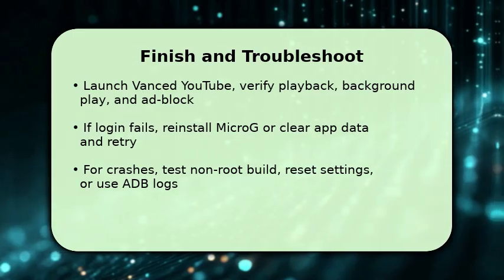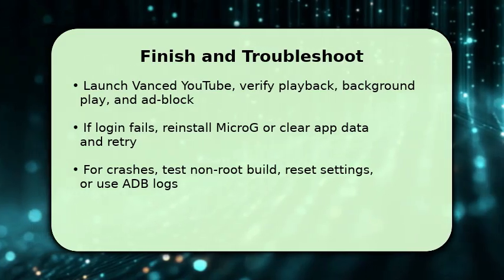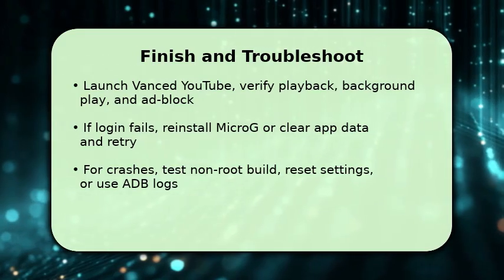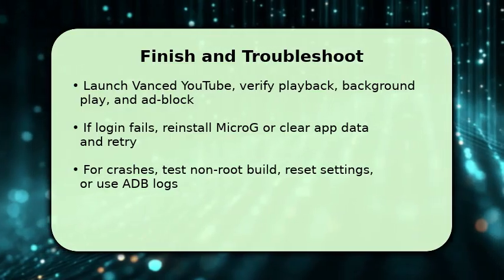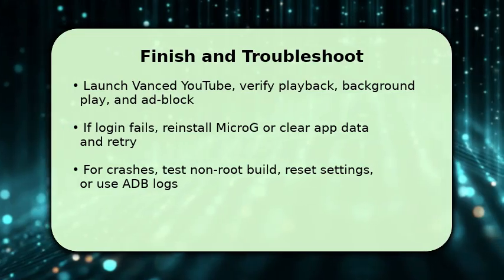If login fails, clear Micro G data or reinstall it. Micro G issues are the most common blocker. If the app crashes or UI is broken, switch to the non-root build or reset Vanced settings, and use ADB Logcat to capture errors if needed.